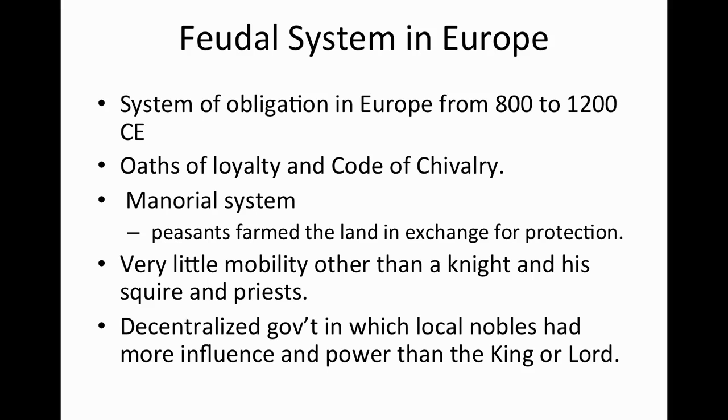I think that these lords did believe in Christianity. I think that the Pope had a lot of influence, but they were not theocratic. So the landowner was not the priest or the church ruler, right? In that community, there would be a church where the priest would have a lot of influence, but not necessarily as influential as you would see in the Byzantine Empire. Decentralized governments, very important. Nobles had more influence and power than the king or lord. In Japan, the nobles were more influential.